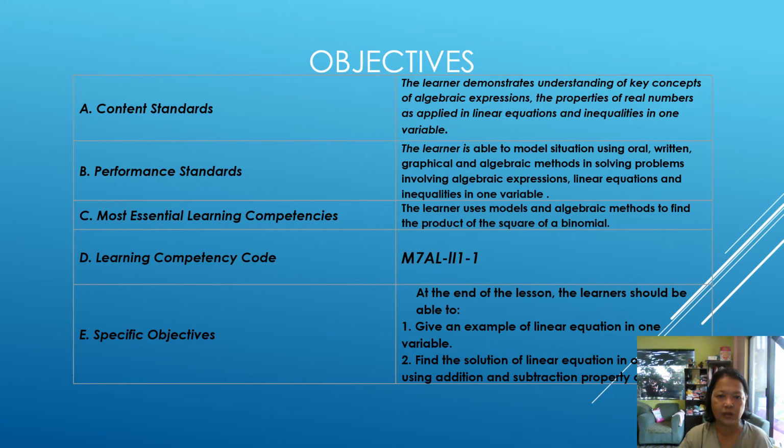So, in our objectives, under content standards, the learner demonstrates understanding of key concepts of algebraic expressions and the properties of real numbers as applied in linear equations and inequalities in one variable. In our specific objectives, at the end of the lesson, the learner should be able to, number one, give an example of linear equation in one variable, and number two, find the solutions of linear equations in one variable using addition and subtraction property of equality.